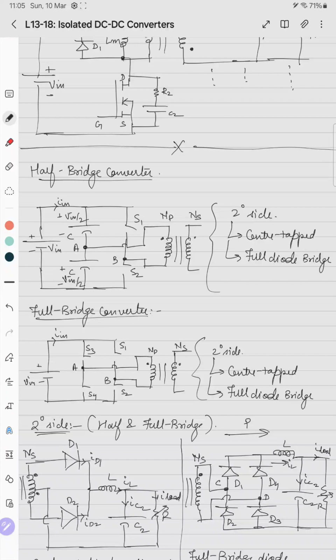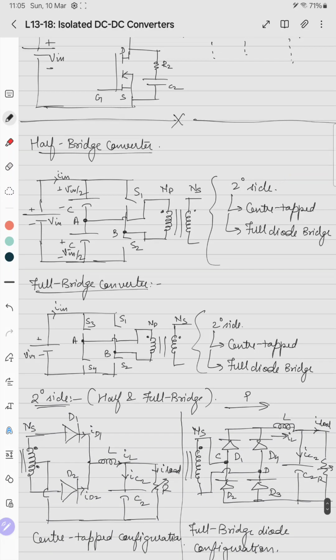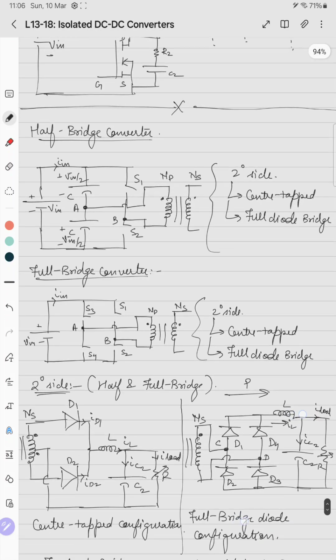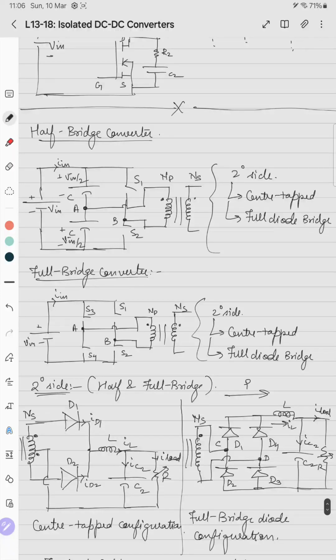Then the problem in the push-pull converter was that there are two switches. When one switch is on, the voltage across the other switch is 2 into Vin. And on the secondary side, when one diode is on, the reverse biased diode sees 2 into NS by NP into Vin. Unlike the push-pull converter, in the half bridge and full bridge configurations the voltage across any switch or any diode when it is off is limited to Vin only. That is the advantage of half bridge and full bridge converters over the push-pull converter, and one of the motivations to go for these converters.